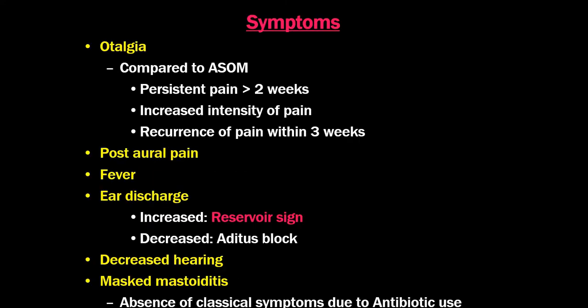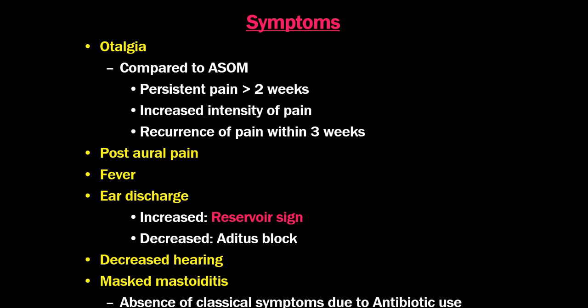Symptoms of acute coalescent mastoiditis: otalgia is the common complication, which, compared to ASM, persists for more than 2 weeks. There is increased intensity of pain and recurrence of pain within 3 weeks, which suggests acute coalescent mastoiditis. First ear pain, fever, and ear discharge, which increases when the patient has no obstruction. This is the so-called reservoir sign, and it decreases when there is aditus block.